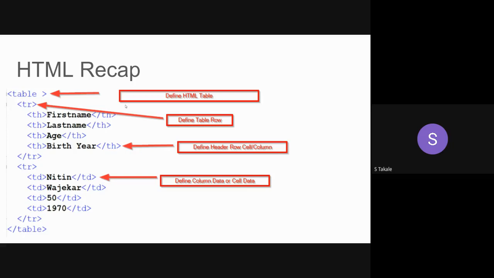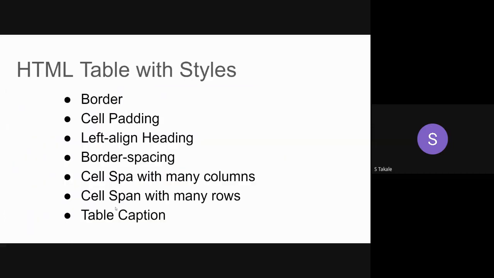So as you can see on my screen, there is an HTML table which is defined by the table tag, table row, then you have table header row, cell column, table column, which is data, which has a data element. So that is what we saw last week.